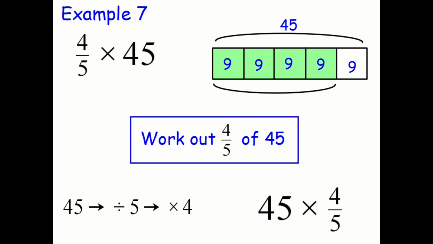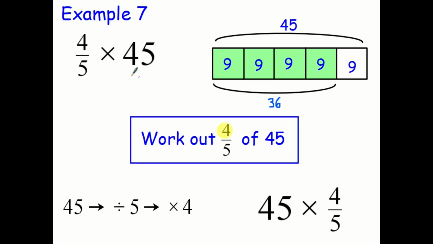But this time, I don't just want one of them, I want 4 of them. So 4/5, as you can see here, is represented by these 4 green shaded boxes. And that would be 9 plus 9 plus 9 plus 9, or 4 9s, which are 36. So 4/5 of 45 is 36.